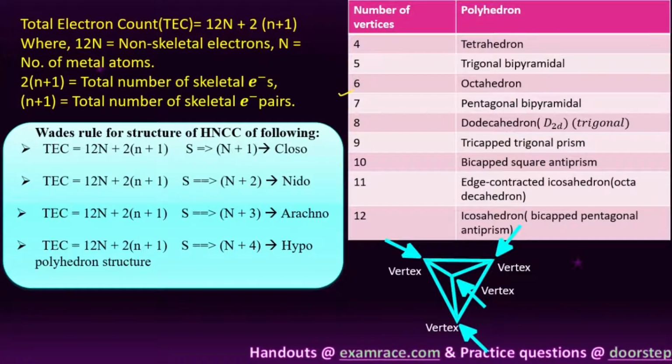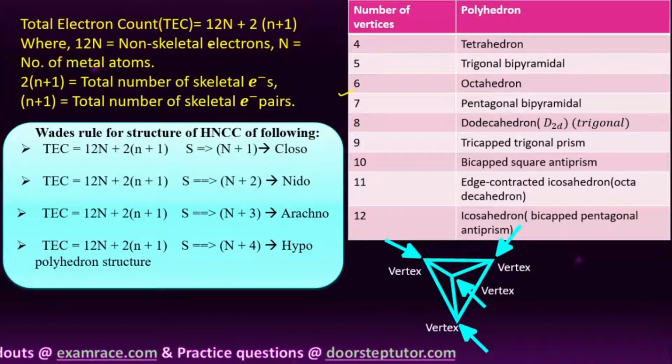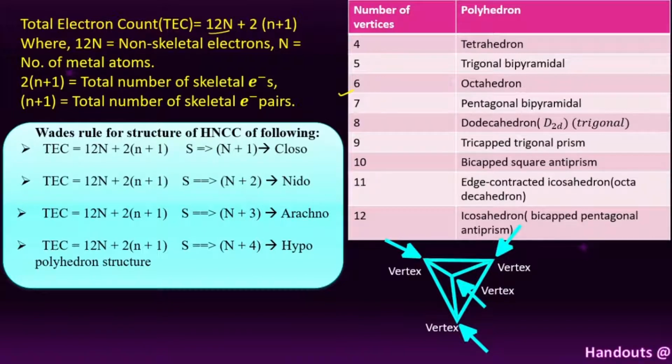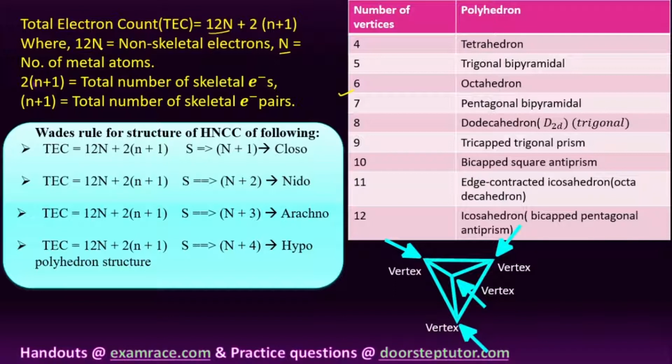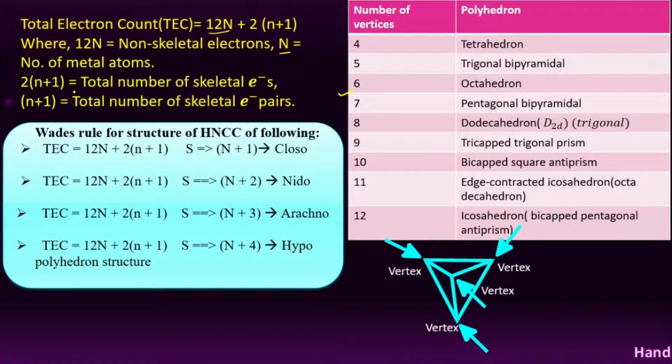Please keep in mind that the total electron count TEC is equal to 12n plus 2(n+1), or you can just calculate it using the formula, students, where 12n is the non-skeletal electrons and n is the number of metal atoms. So the number of metal atoms times the non-skeletal electrons, that is 12.